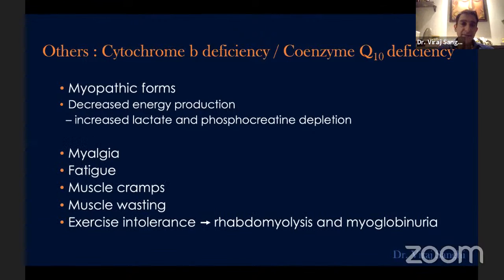And these patients will typically present with myalgia or muscle pains, fatigue. So fatigue is a very, very common symptom in these patients. And you'll get that in the history. They feel very tired. They're not able to exercise for long periods of time. They're not able to walk for long periods of time, climbing a few flights of stairs, and they start feeling a lot of fatigue. Muscle cramps are common in this disorder. Muscle wasting may be seen. And there's a lot of exercise intolerance, which in severe cases can even lead to rhabdomyolysis and myoglobinuria. So keep this in mind as well.